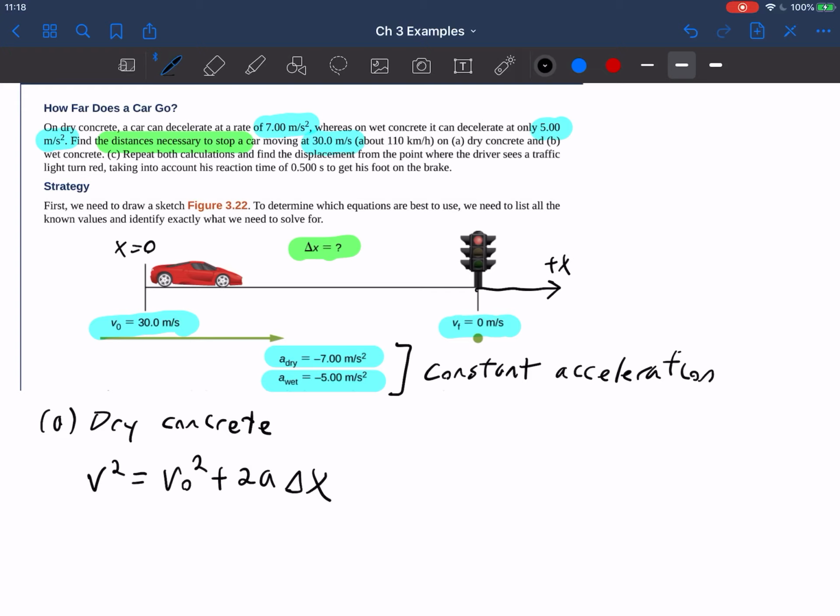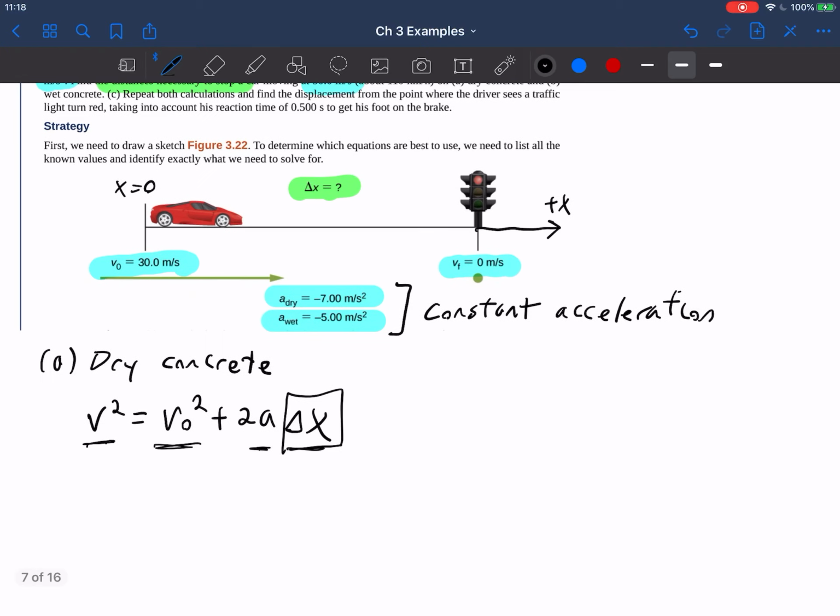Okay, we can see this is going to be useful because we know our final velocity is 0, we're coming to a stop. We know our initial velocity is 30 meters per second. We know our acceleration for dry concrete is -7, so we can solve for our displacement, delta x. So delta x is our unknown here. That's what we're solving for. So I can solve this algebraically. Delta x is equal to v squared minus v naught squared over 2a.